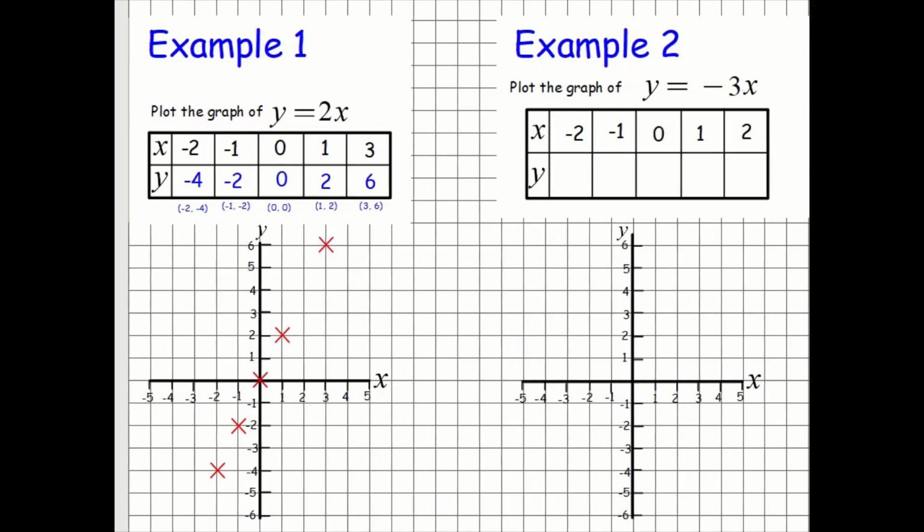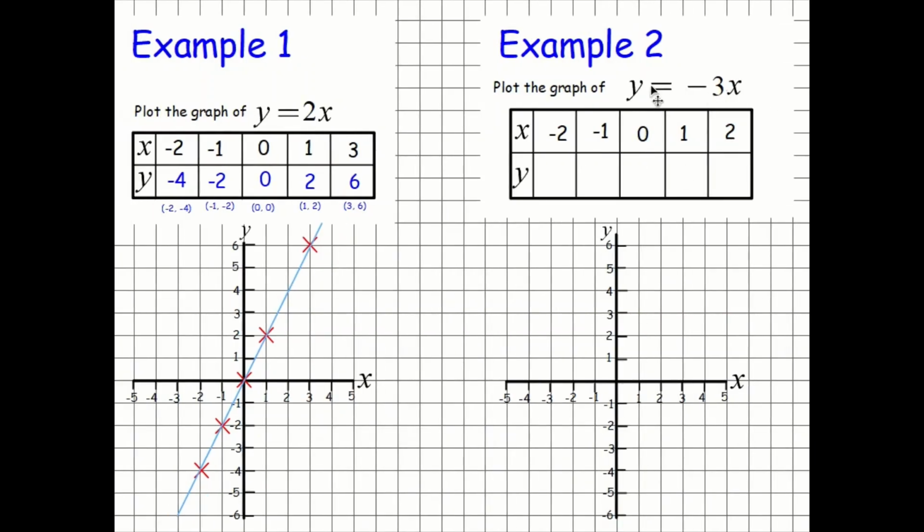And that forms to join a nice straight line. So I will go through that with a straight line. And there we go. That is the line y equals 2x. Let's do the same for y equals minus 3x. Now this means minus 3 multiplied by my x value.